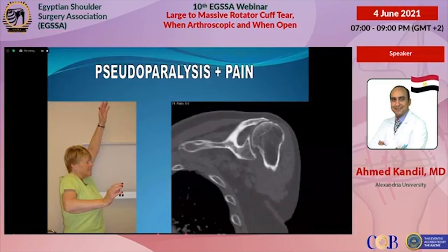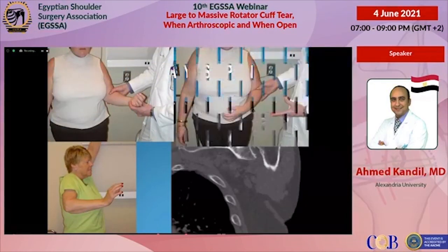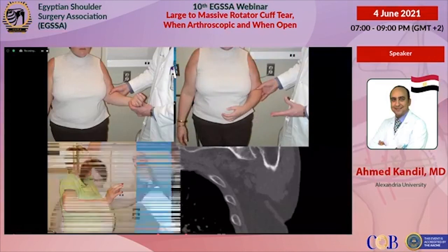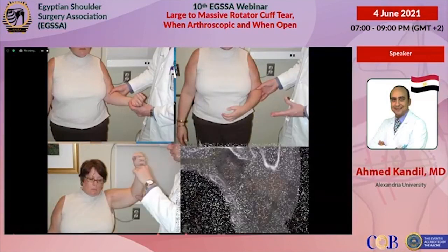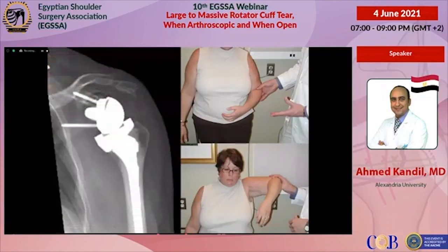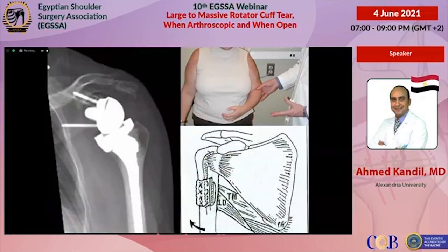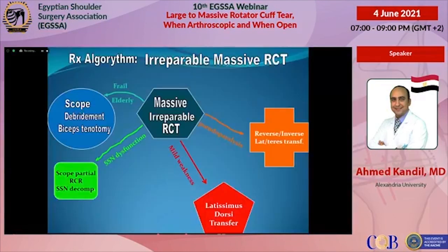As you can see in these images, how we do the pec major transfer. And if we have a pseudoparalysis with pain, as you can see with this patient, and with an external rotation lag and hornblower sign, the only solution is to do a reverse shoulder arthroplasty to regain the function and improvement. And if there is an external rotation problem, we may do a latissimus dorsi transfer with that, as described by Pascal Boileau.